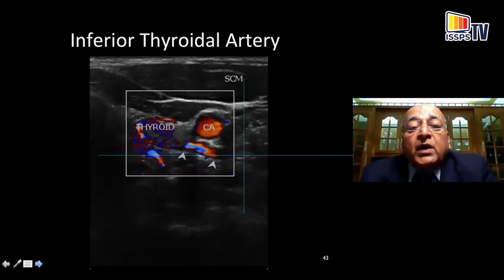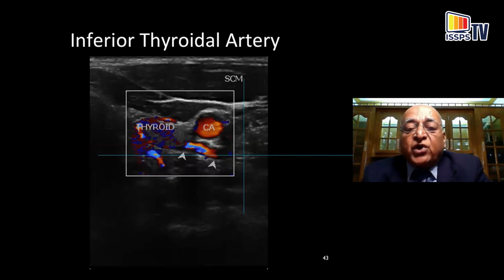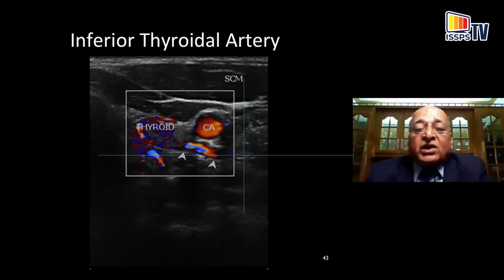Now, the other major artery that you also want to know about is the inferior thyroid artery, which is usually located just beneath the carotid artery, and it moves on to the inferior portion of the thyroid gland. You do not want to inject in or around it because it can cause bruising, it will cause a retropharyngeal hematoma, and that can cause difficulty in swallowing.